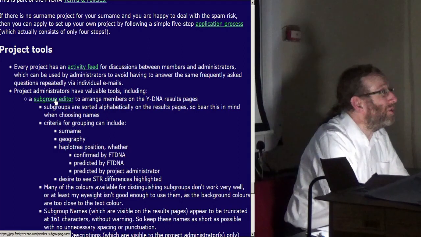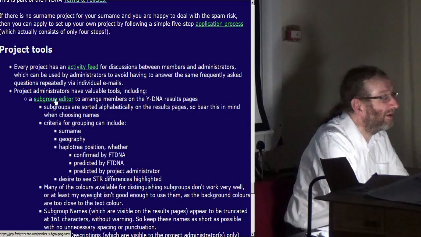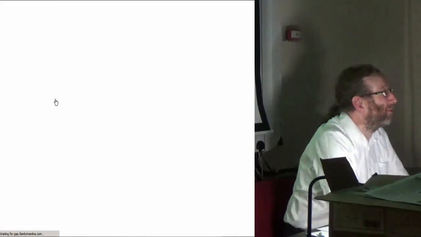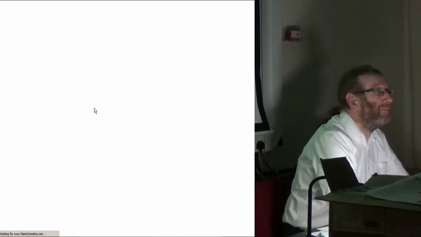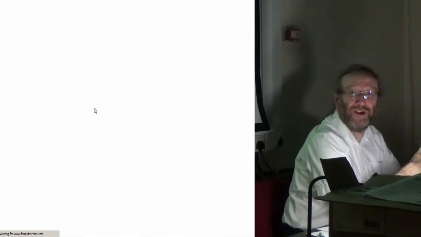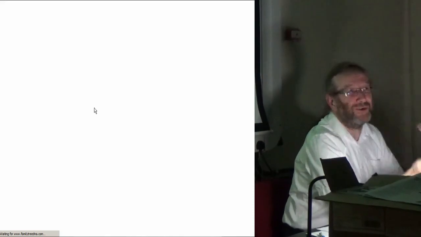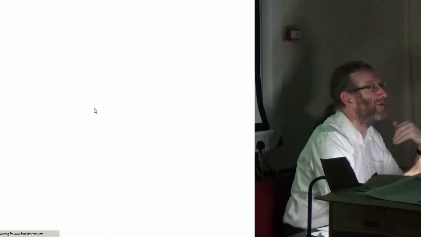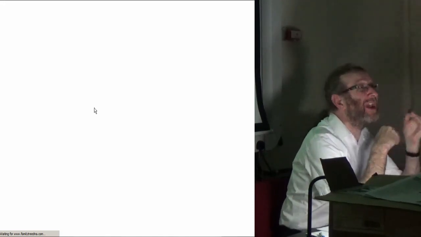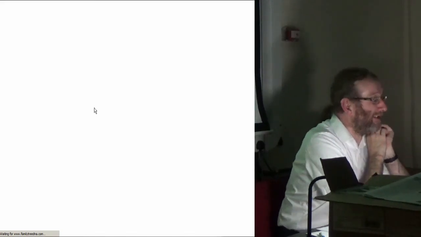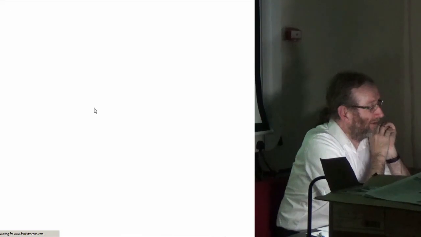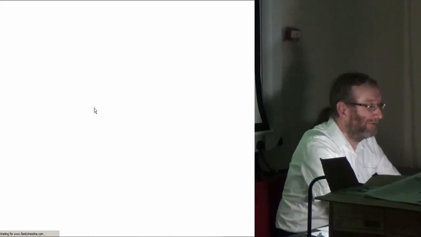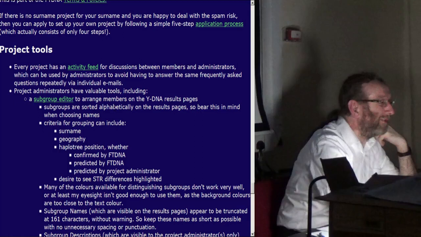Then you have the tools for editing the subgroups. I showed you the subgroups on the project page earlier, how I divide people up by haplogroup. You can divide them up by geography. You might put the Leitrim Clancys in one group and the Clare Clancys in another group and the Limerick Clancys in a third group, if you believe that they're of different genetic origins. I give up. The whole site is probably going to go down on me.